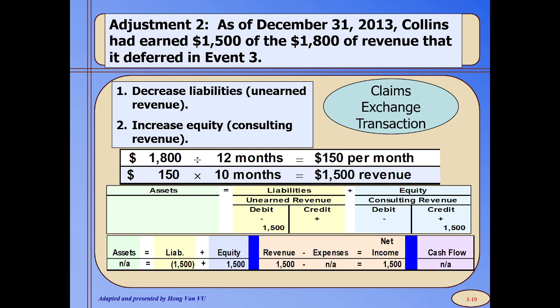And here's the effect of this transaction on the financial statements model. In the first part, we see that this is a claims exchange transaction because the liability unearned revenue decreases, but equity increases by the same amount of 1,500. For the income statement, we have a revenue increase of 1,500. There's no impact on the cash flow statement because this is not a cash transaction.